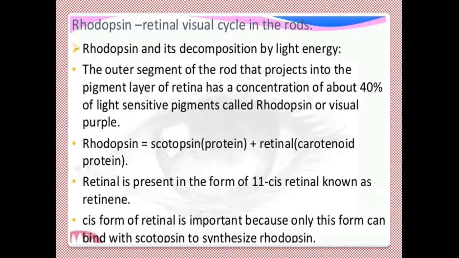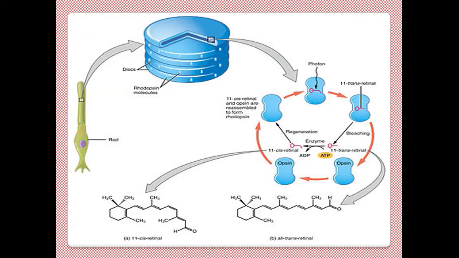Here you can see the rhodopsin cycle. This is the rod, and this is the outer segment, one portion of the rod, where you have discs, and inside them are rhodopsin molecules. This rhodopsin molecule has two portions. The blue one is the protein portion, scotopsin, and this red, key-like portion is the non-protein part, 11-cis retinal, which is derived from vitamin A.